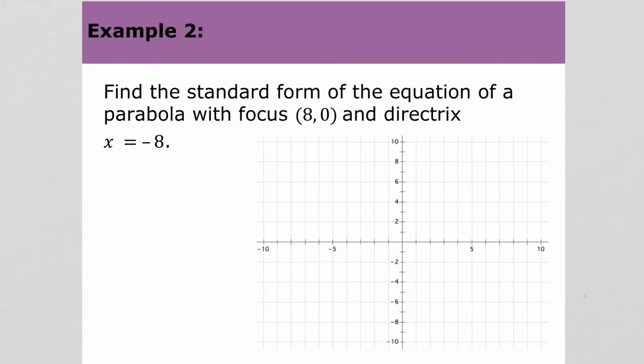Moving forward, find the standard form of an equation of a parabola with a vertex at (8, 0) and the directrix x equals -8. So the focus is at (8, 0), and the directrix is at x equals -8. So that means that our center must be at (0, 0) because it's halfway between the focus and the directrix.